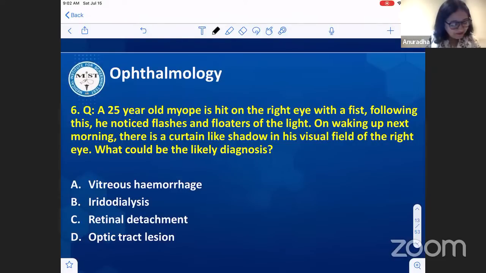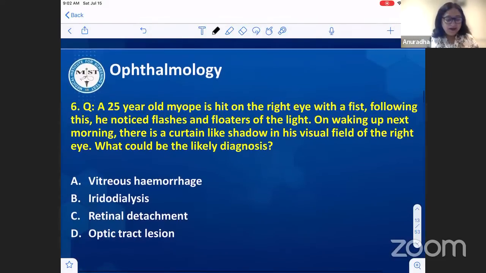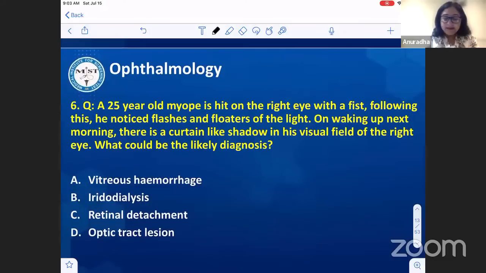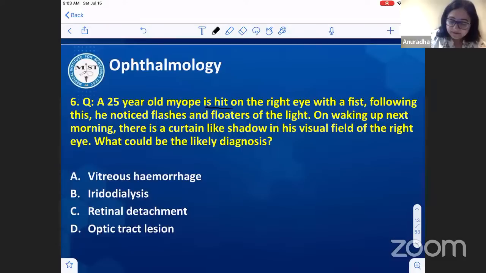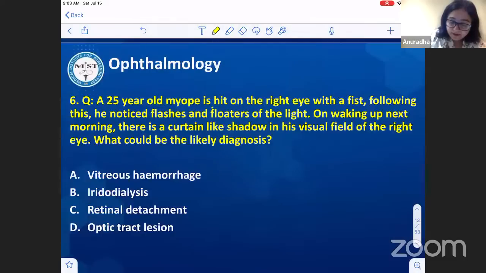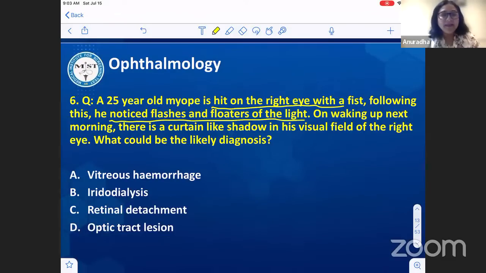Okay, right. Moving on to the next question. A 25-year-old myope is hit on the right eye with a fist. Following this, he noticed flashes and floaters of the light. Guys, look at the clinical case scenario. A person is suffering trauma. What kind of trauma? The fist injury. So blunt trauma. Then he notices flashes and floaters of the light. On waking up next morning, there is a curtain-like shadow in the visual field of the right eye. What could be the likely diagnosis?